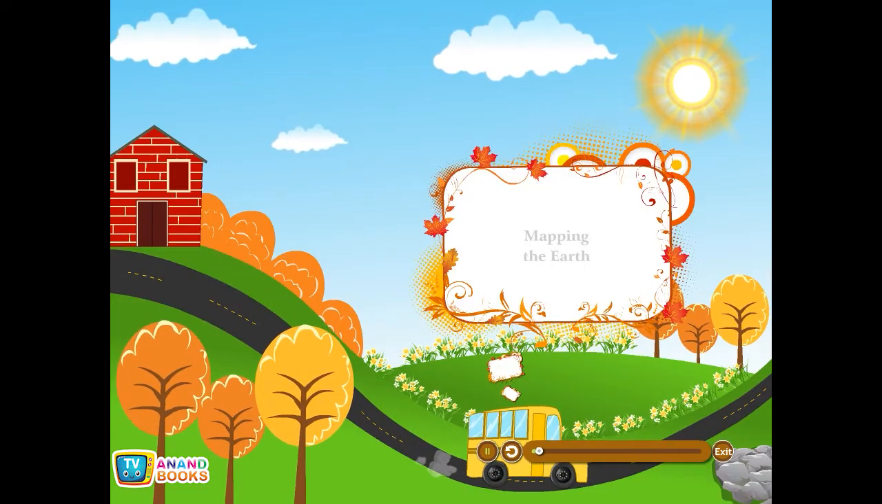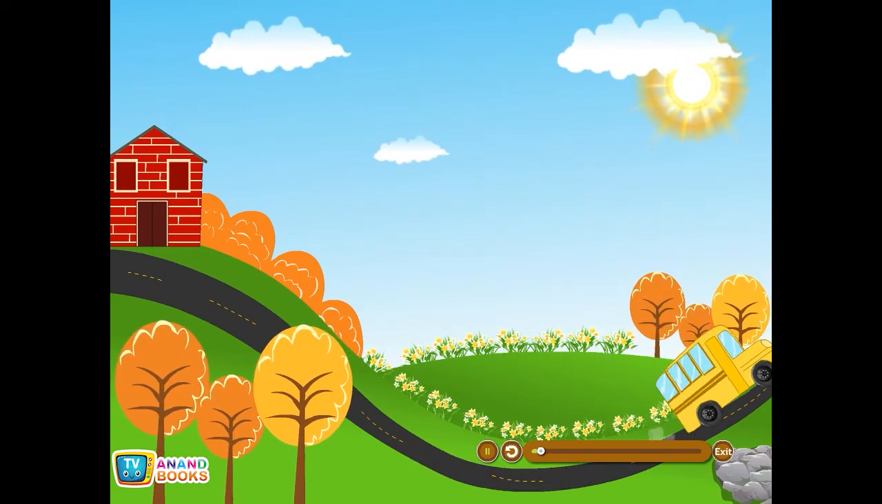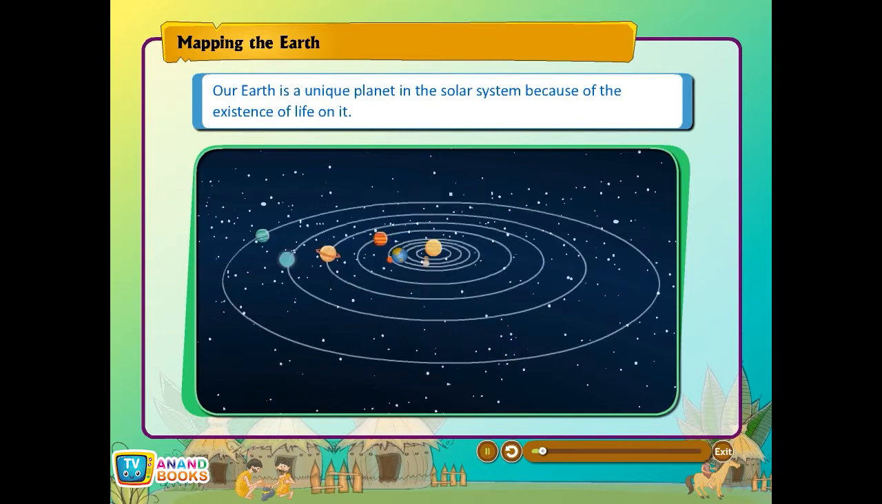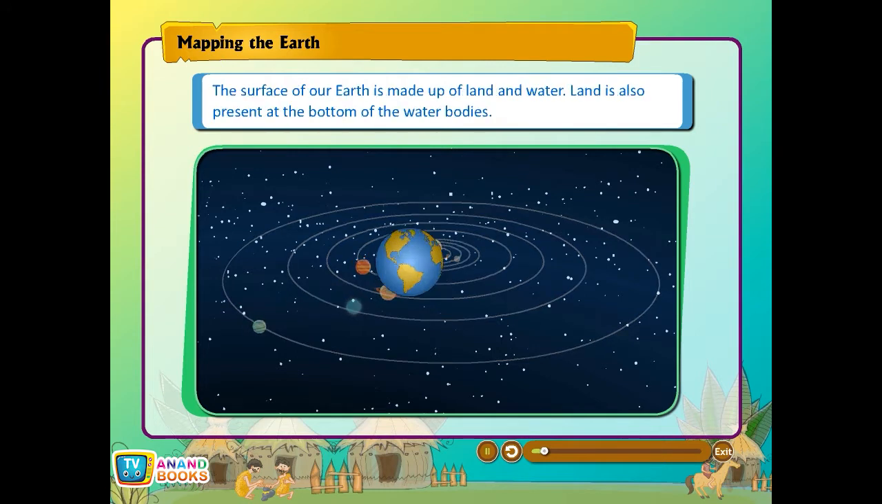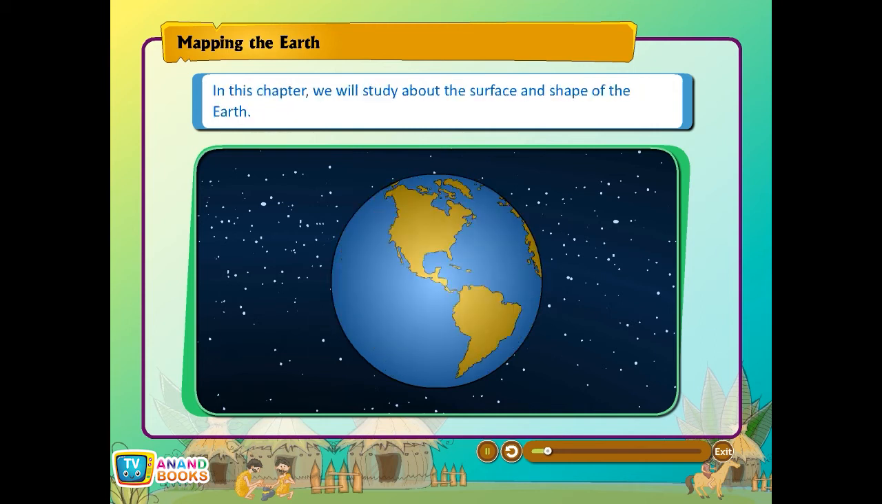Chapter 1: Mapping the Earth. Our Earth is a unique planet in the solar system because of the existence of life on it. The surface of our Earth is made up of land and water. Land is also present at the bottom of the water bodies. In this chapter, we will study about the surface and shape of the Earth.